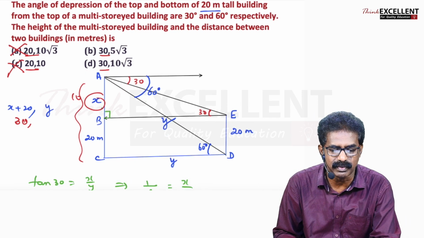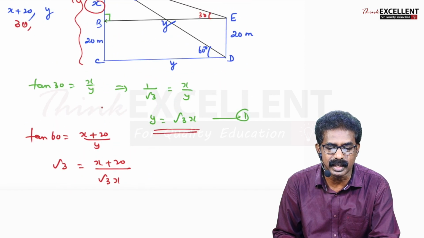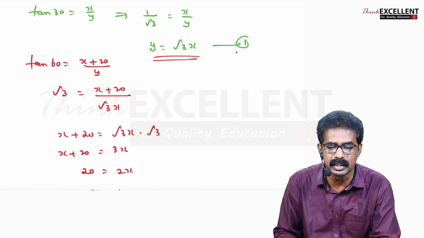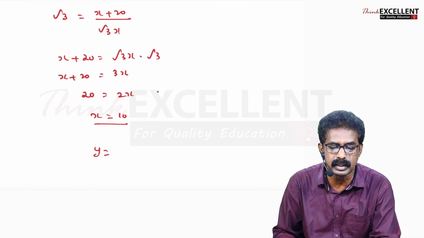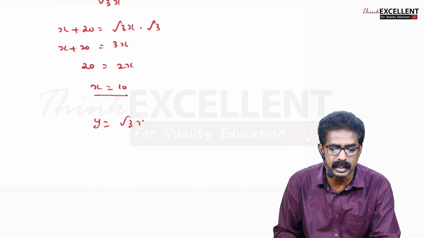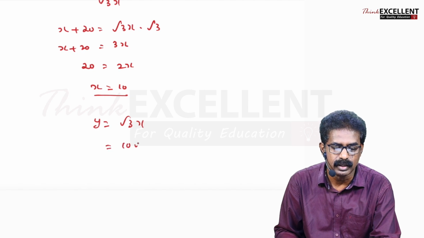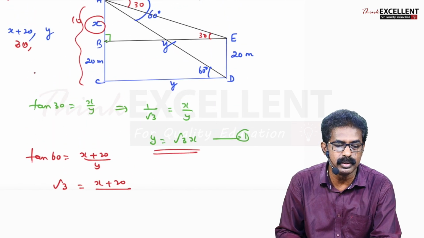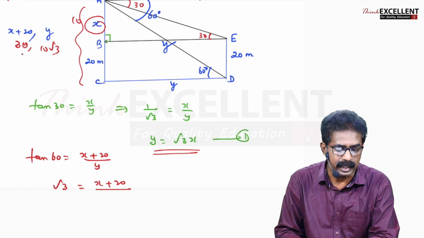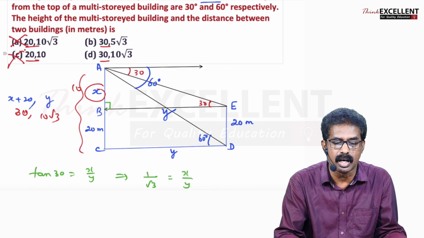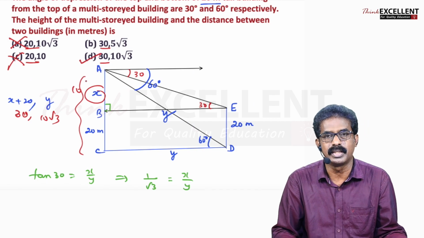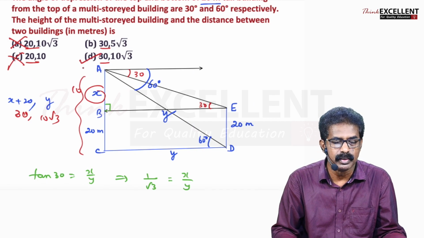Okay. Now let's find the other one. Y we have to find, right? That is very easy. Already you substitute here in the first equation. So y equal to root 3x. So x value 10, so it is 10 root 3. So the correct answer is 30, 10 root 3. So that is option number D. Okay. So fourth one is the correct answer.